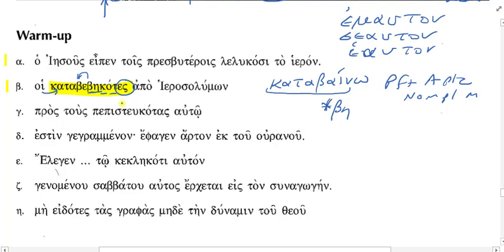Yeah. So anabebekotes would be those who have gone up. But you wouldn't use apo. Those who've gone up from Jerusalem. Right. Yeah. Well, actually, you know what? It would be not apo, but eis. Yeah, because if you're going up, then you're moving towards Jerusalem. That's right.